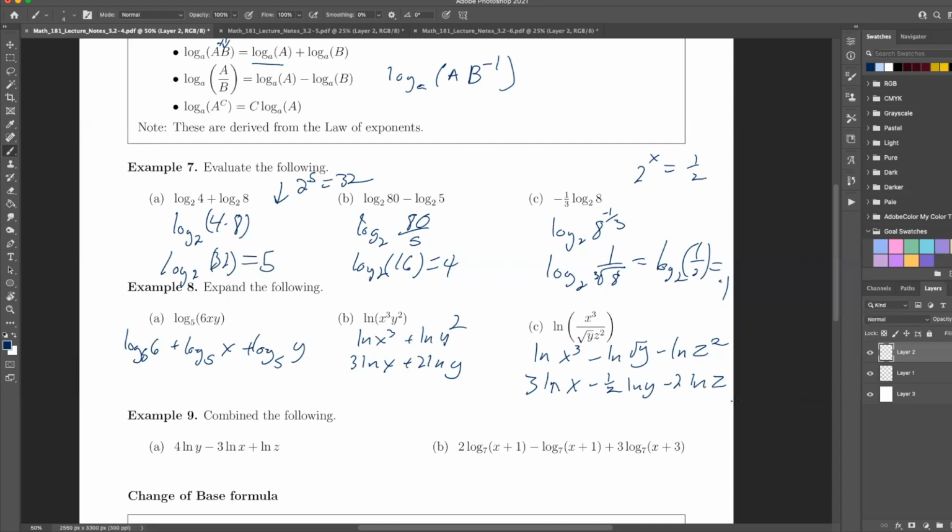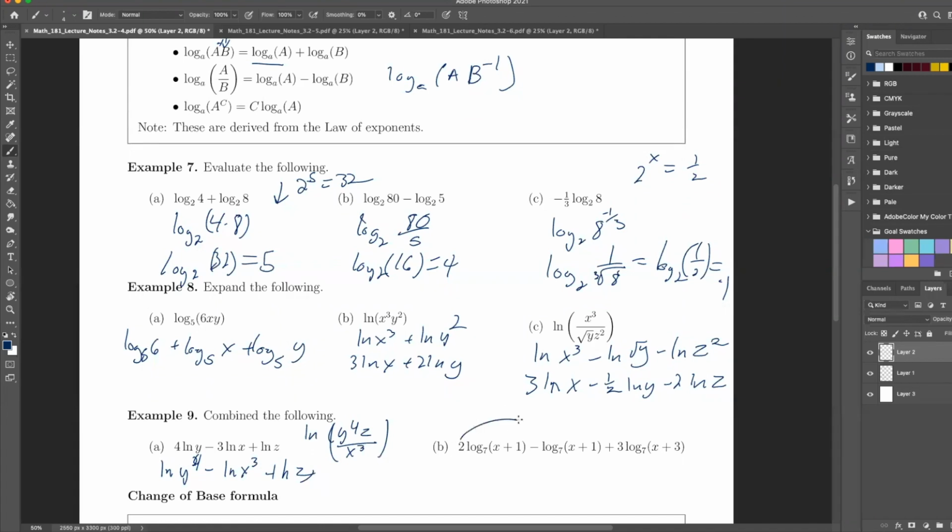And so the ability to expand and contract. Here we're going to combine the following. I'm going to put in all my exponents. So ln of y to the fourth minus ln of x cubed plus ln of z. This is on top, this is on top, and this is on bottom. So it'd be the ln of y to the fourth z over x cubed.